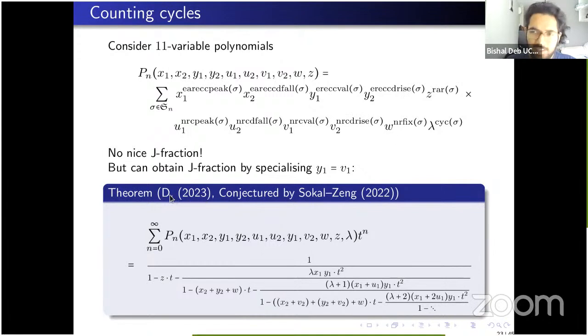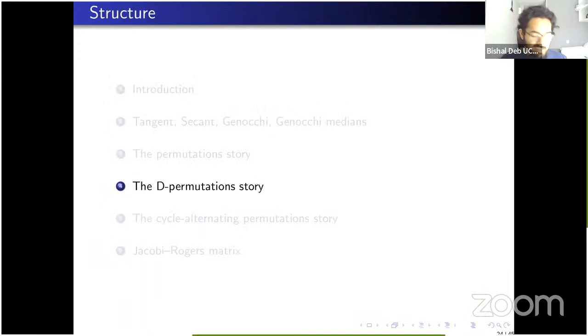But then in a recent work, which came out a few weeks ago, I have managed to prove this continued fraction with just one specialization. So we can count cycles as well. And there are versions of continued fractions counting cycles. So this is roughly the permutation story. And now that I have given you a glimpse of the permutation story, for me to tell you the depermutation story, it'll be fairly quick. So at this point, maybe I'll stop for a while and see if there are any questions.